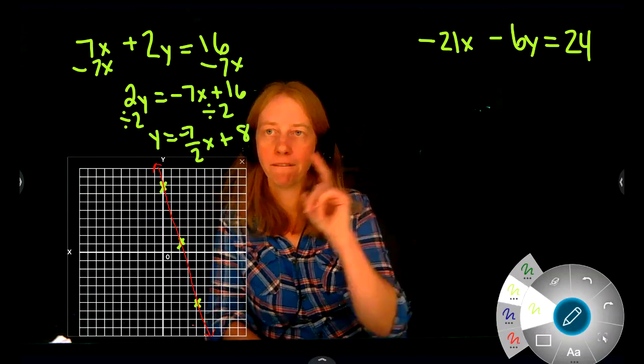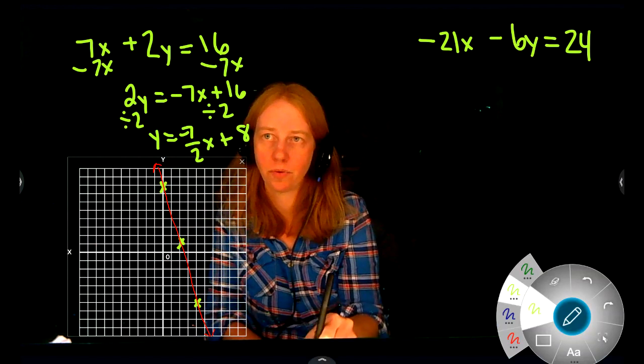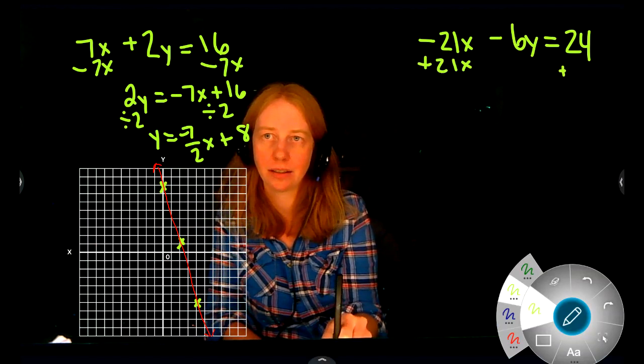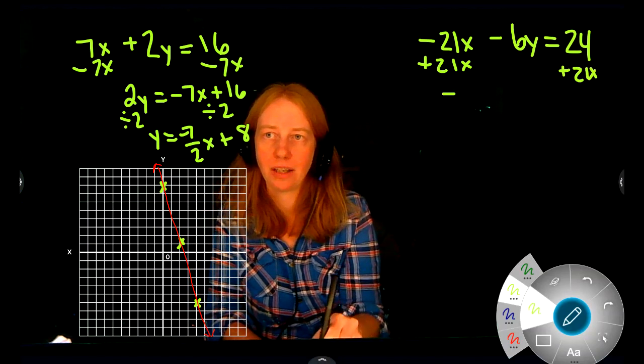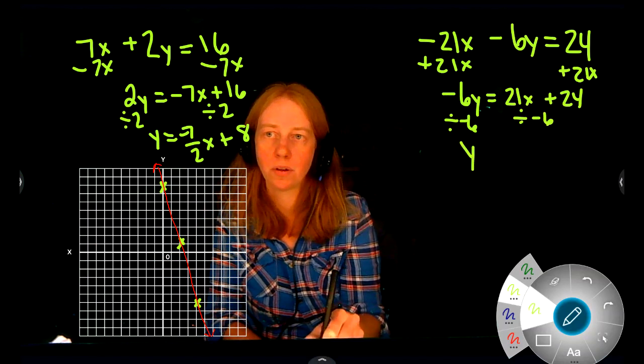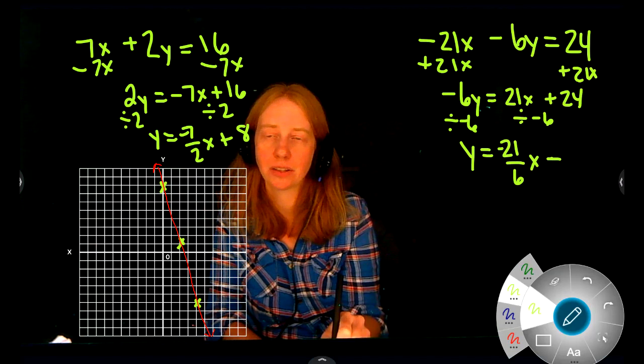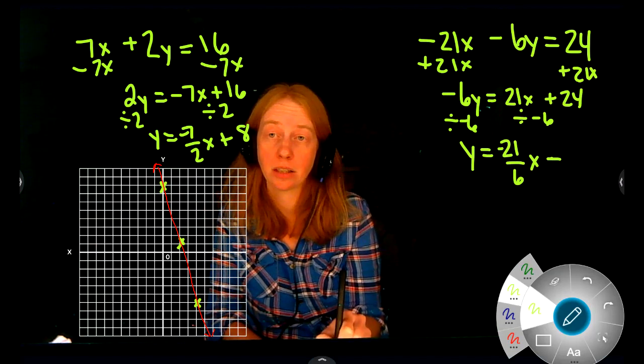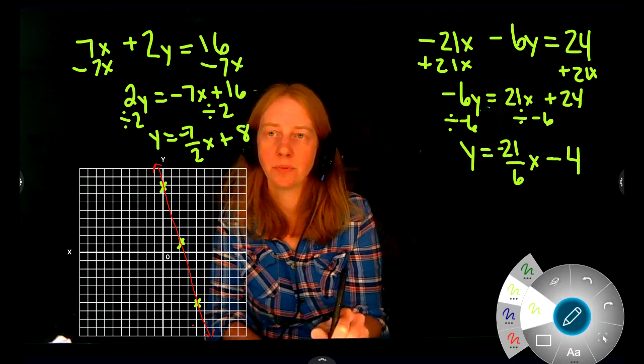All right, let's go ahead and convert this one to slope-intercept form. Let's add the 21x to both sides. Okay, so we have negative 6y equals 21x plus 24, divided by negative 6 on both sides. So we have y equals negative 21 over 6x, with the negative, plus, nope, that's going to be minus. We have plus 24 divided by negative 6, which is going to be minus 4. Okay, and let's reduce this fraction.